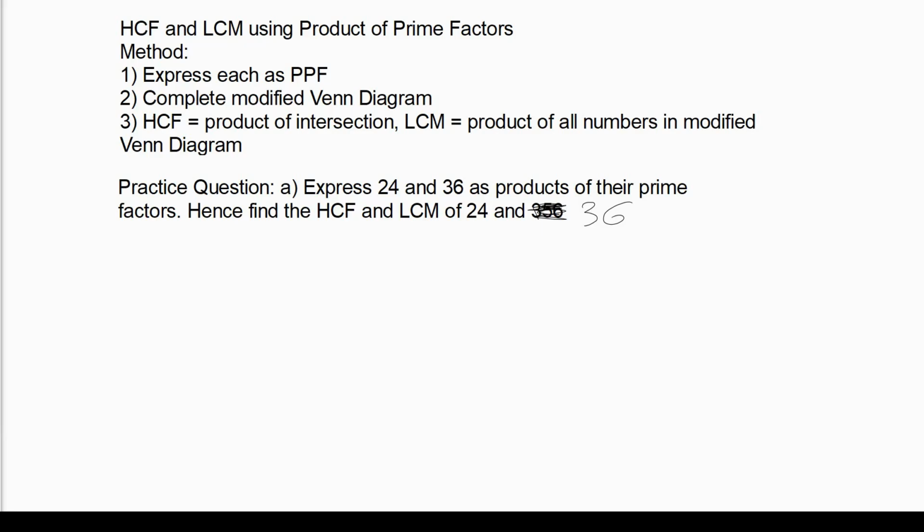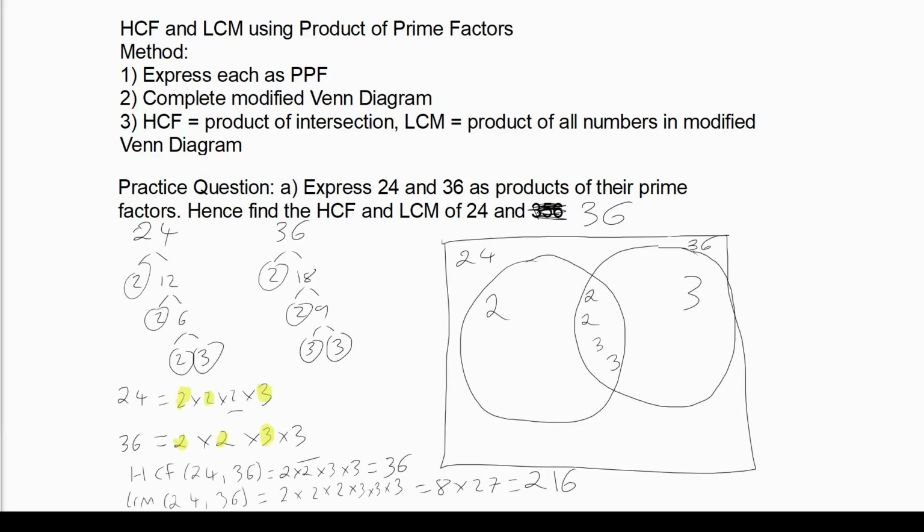Here are the answers. We should have that the highest common factor is 36 and the lowest common multiple is 216. So check your factor trees against mine to make sure that your factorizations are correct, and then check if your Venn diagram is the same. If it is, you should have the same answers.